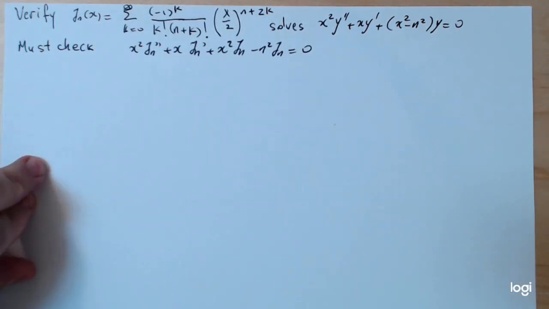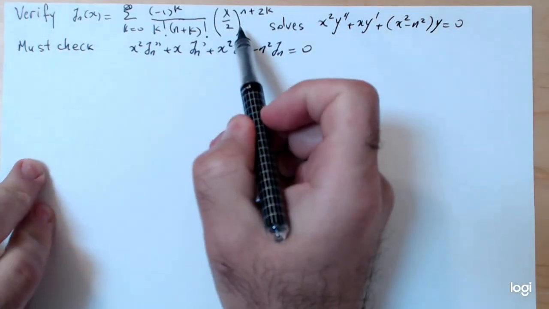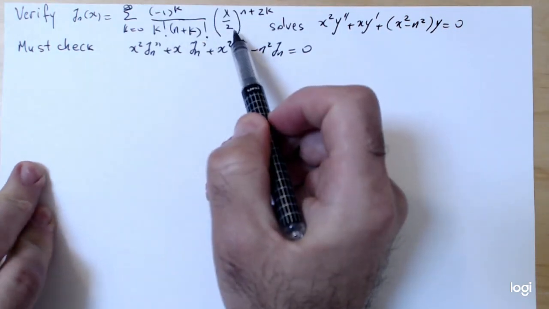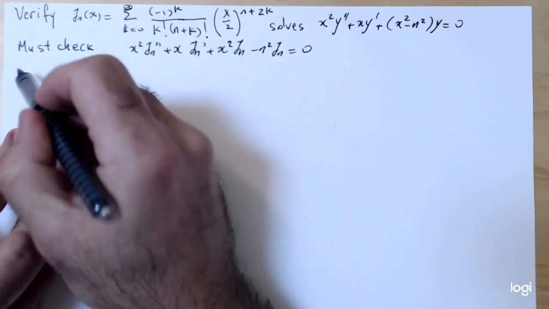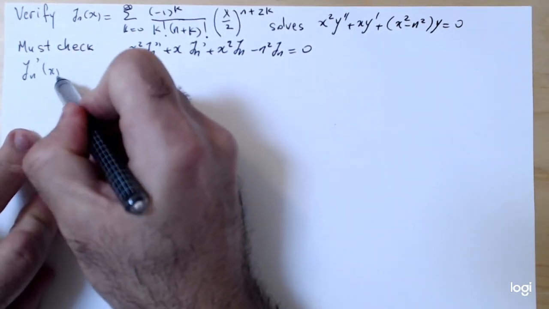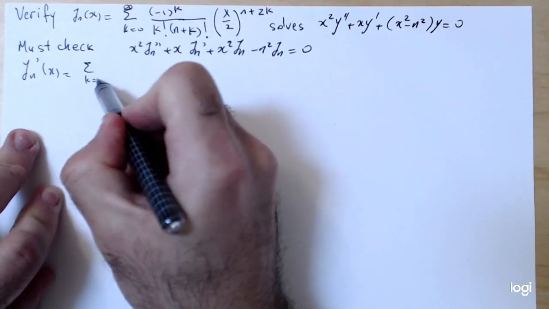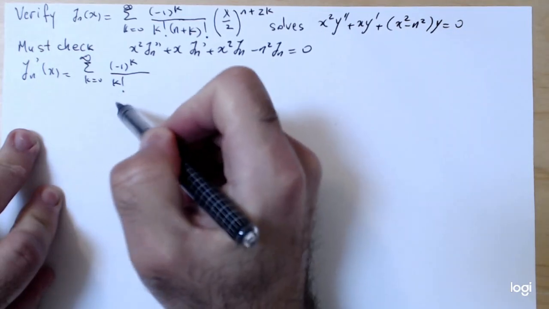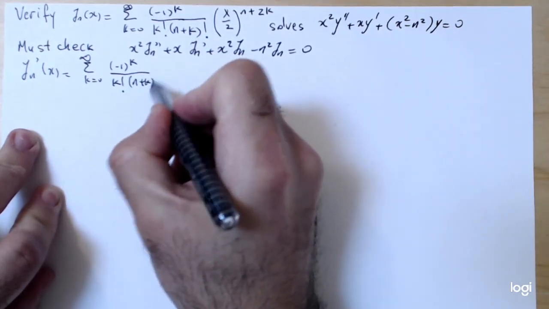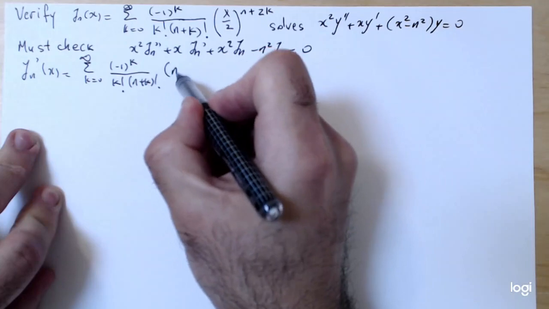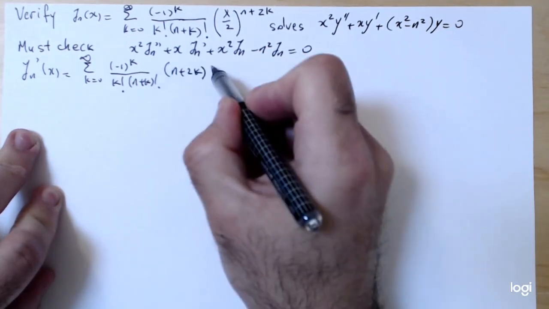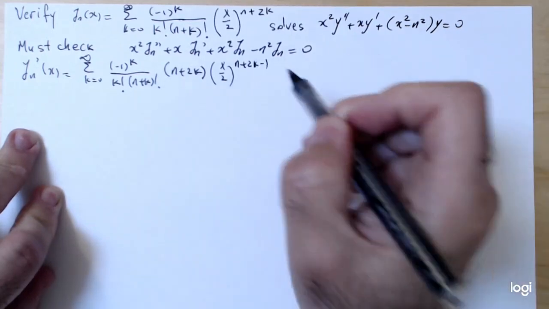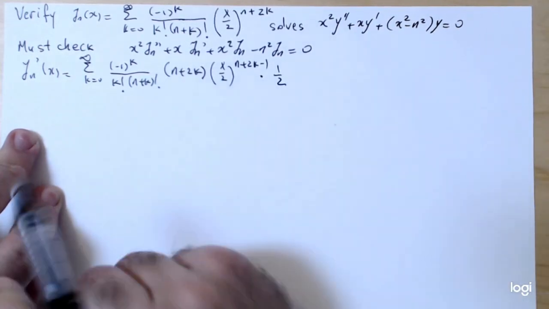And we're going to have to keep in mind the power rule and the chain rule when we differentiate this. So remember, everything is a constant besides x. Okay, so let's take first the first derivative, so Jn prime of x. That's the summation from 0 to infinity, minus 1 to the k over k factorial n plus k factorial. And power rule now, n plus 2k, x over 2 to the power n plus 2k minus 1, and then times 1/2 because of the chain rule.